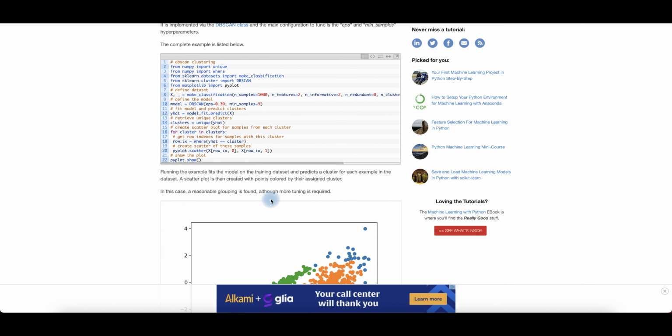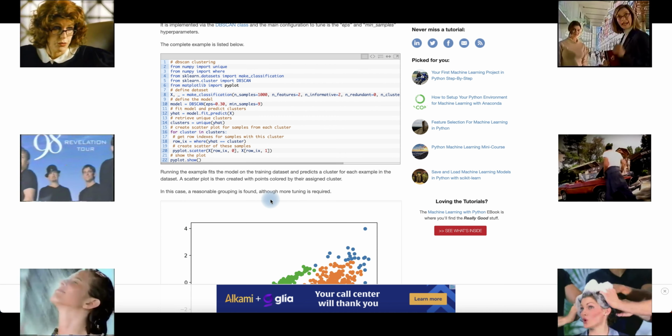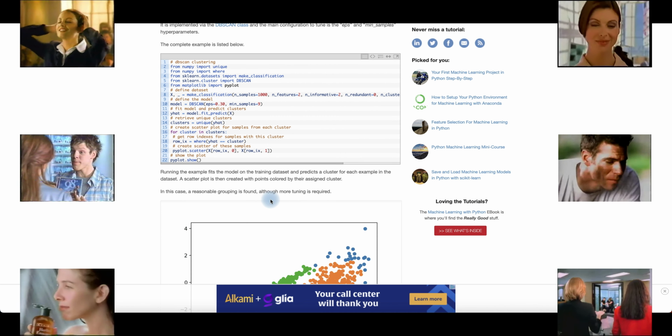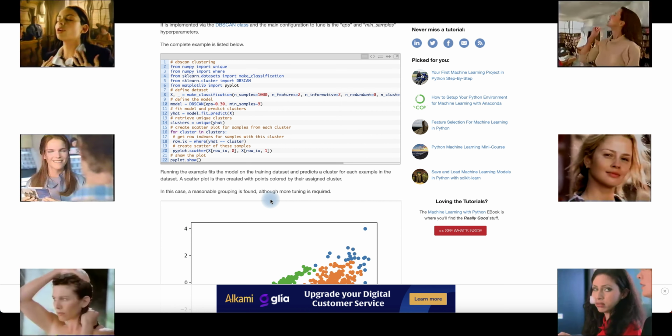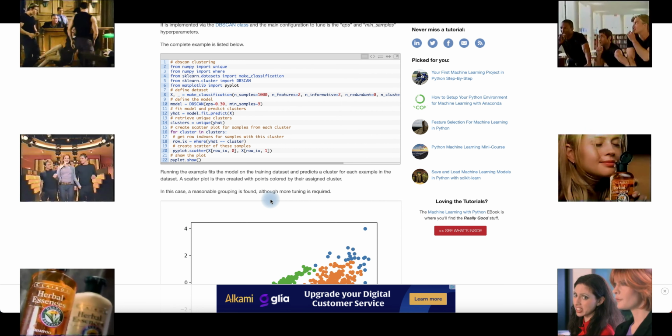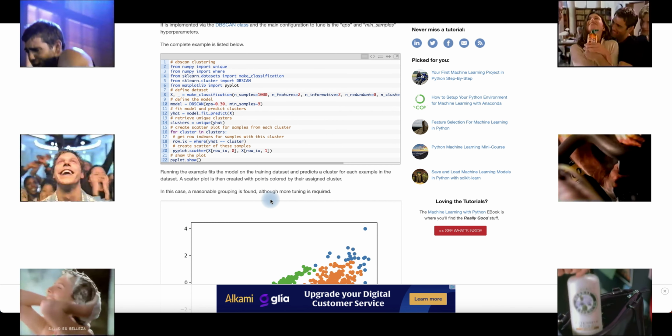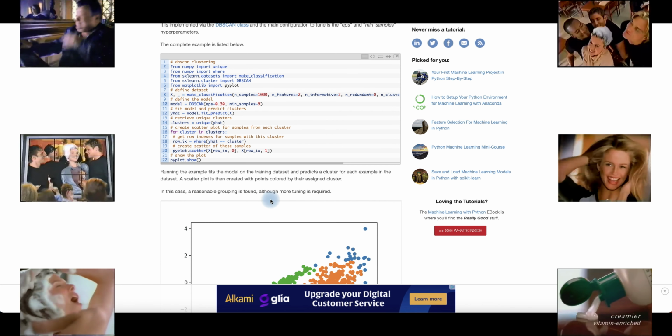Now, I'm not going to go through this whole page. For more information on this site, please check out Dr. Jason Brownlee on machinelearningmastery.com, clustering algorithms for Python. The information will be down below. And if you want more thorough information on the theoretical aspect of clustering, you can also look at Wikipedia as well.